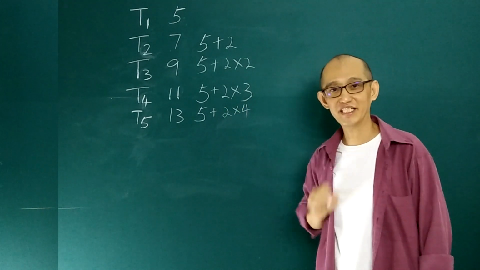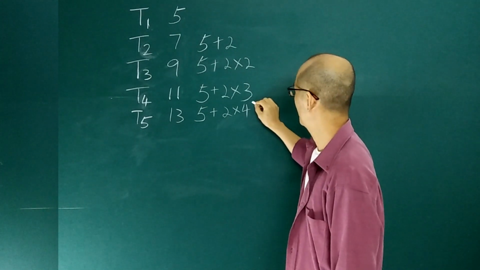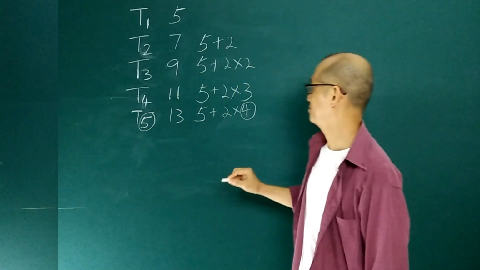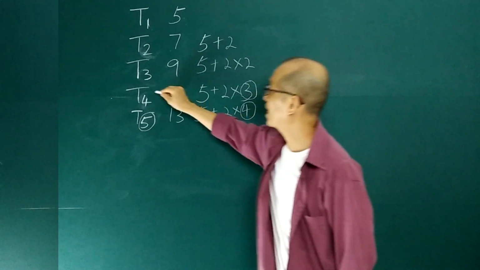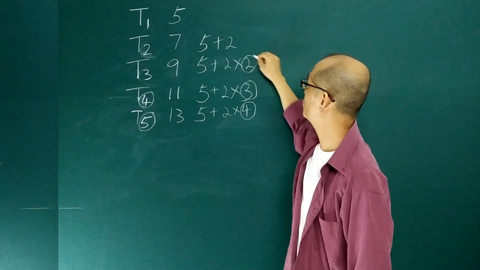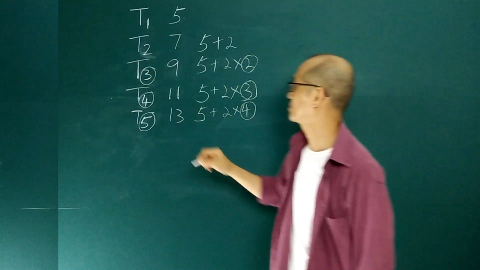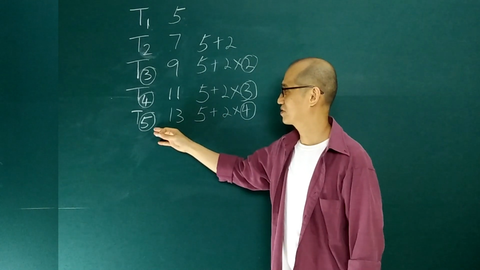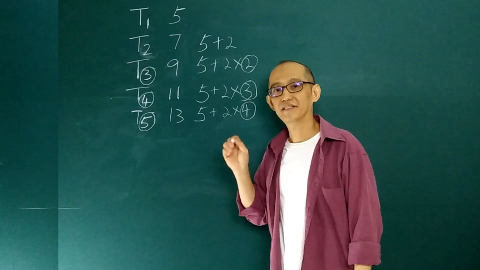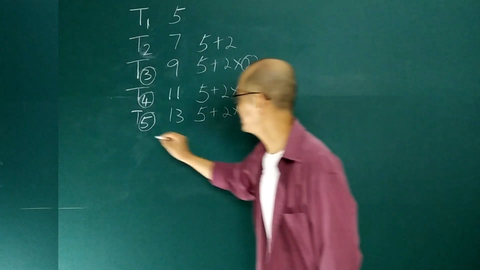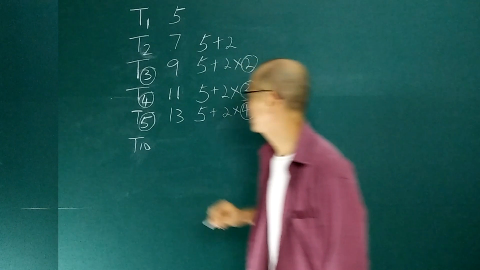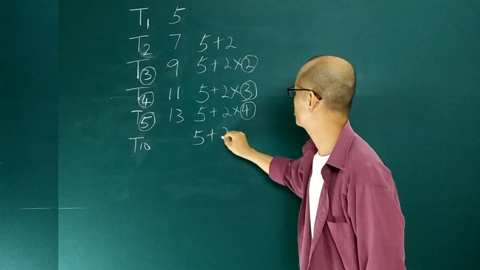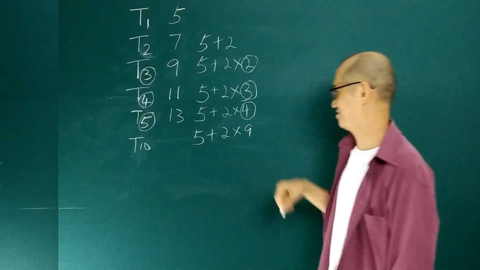Now there is an interesting thing here. Look at this number. This 4 is always 1 less than 5. This 3 is 1 less than 4. 2 is 1 less than 3. So the number here is always 1 less than the number here. So if you want to find the 10th term, let's say T10, then it's going to be 5 plus 2 times 9.